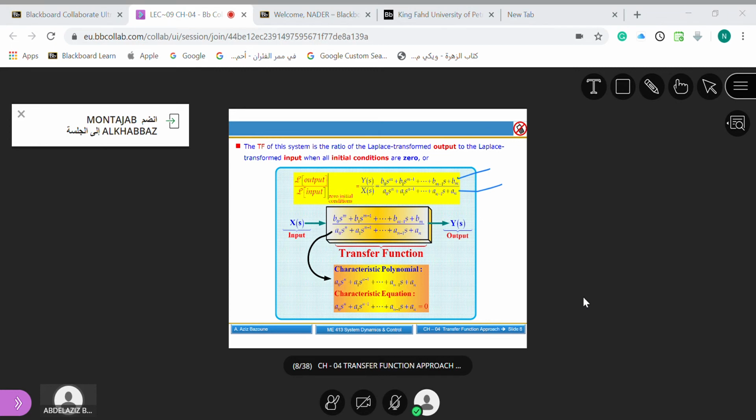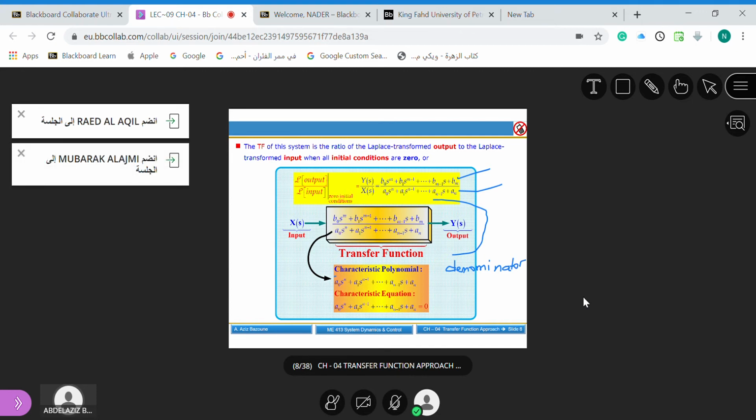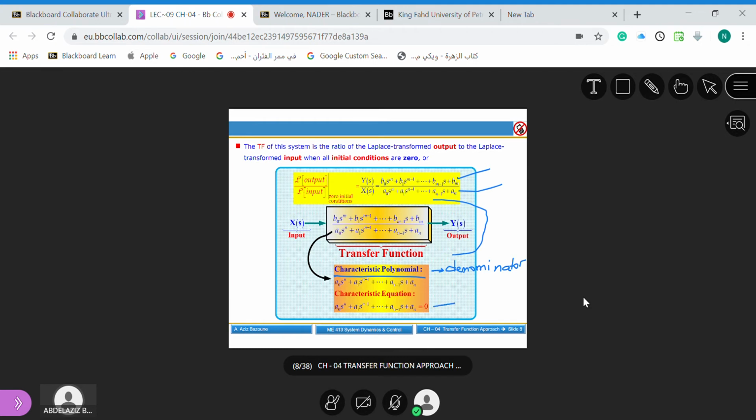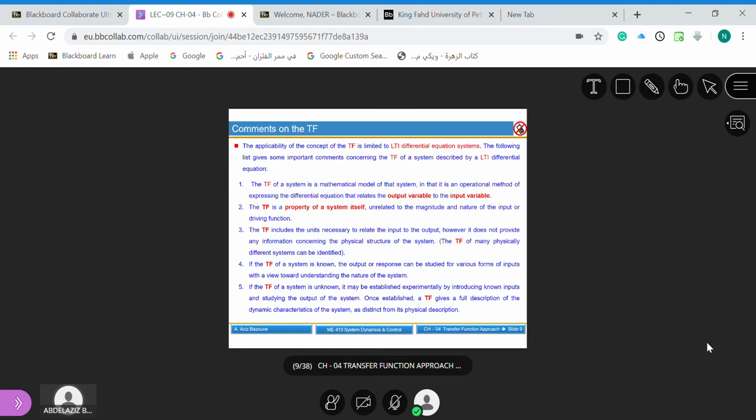We call the denominator, the polynomial in s, the characteristic polynomial. If we take this denominator equal to zero, we call it the characteristic equation, because it is equated to zero. So basically, this is what we are going to cover today. We will see some problems and we will solve them, through some comments about the transfer function.